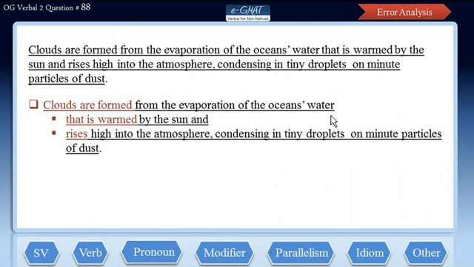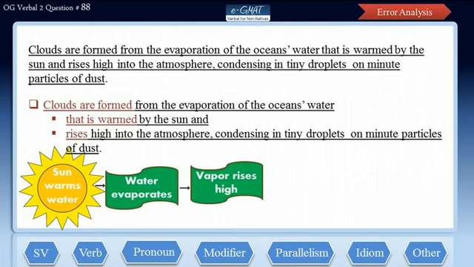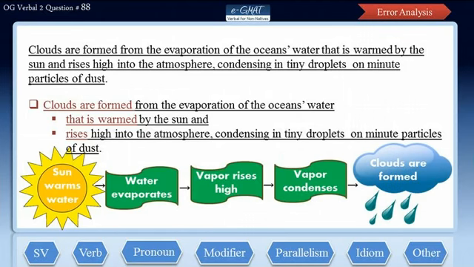So ocean's water has two verbs, is warmed and rises, and the remaining portion of this clause reads rises high into the atmosphere, condensing in tiny droplets on minute particles of dust. Now, the chronology of the process of cloud formation is not in order as we discussed in meaning analysis, and hence we have a little confusion here. So, let's see what's the correct chronology. Sun warms water that evaporates. This water rises high into the atmosphere, cools down and condenses into tiny droplets on minute dust particles. That's how the clouds are formed.